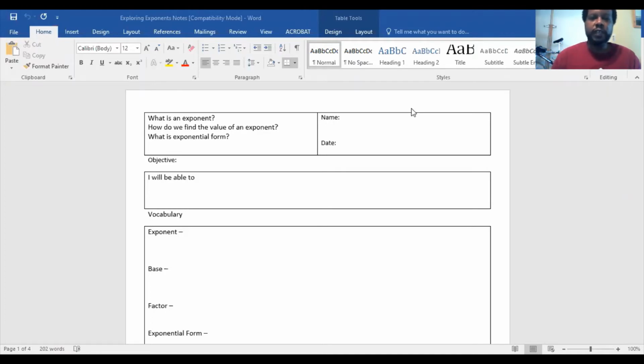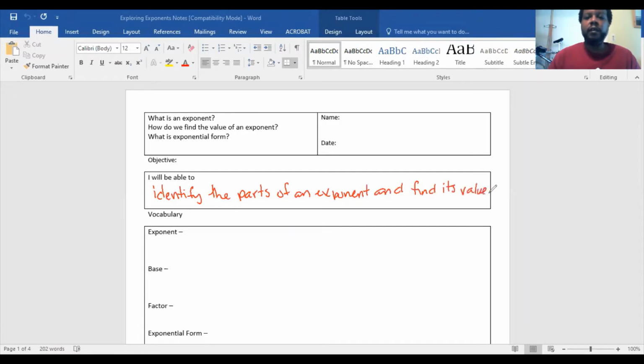So your objective for today, you should be able to identify the parts of an exponent and how to find its value. Okay, so I will be able to identify the parts of an exponent and find its value. Okay, great. So let's do that.